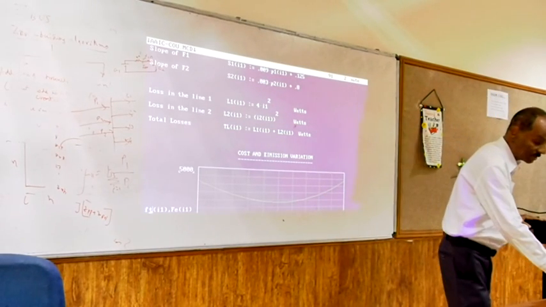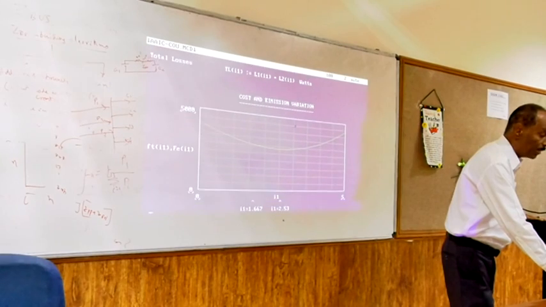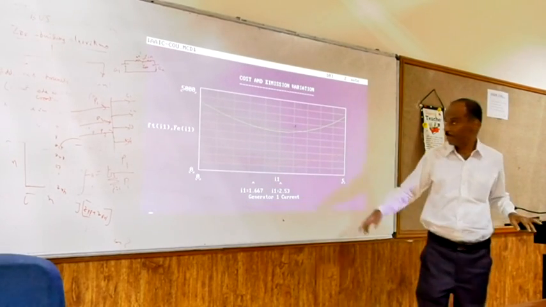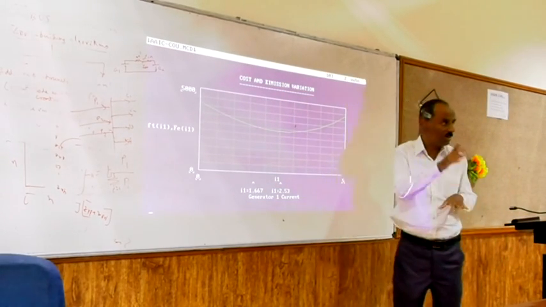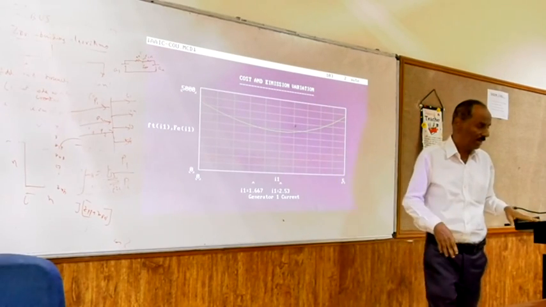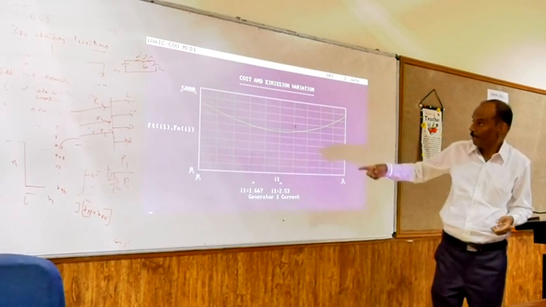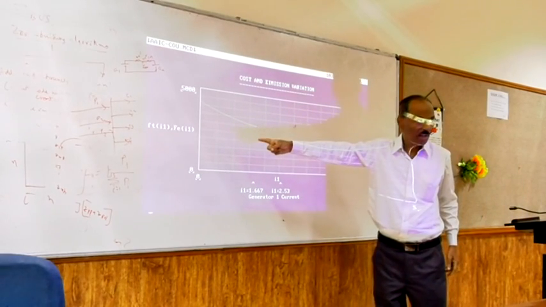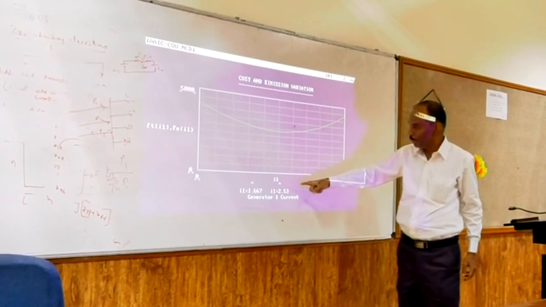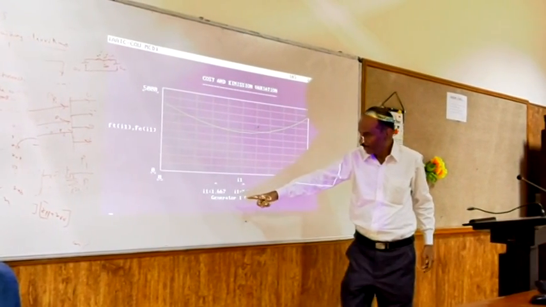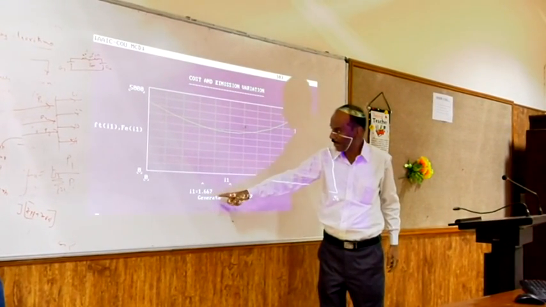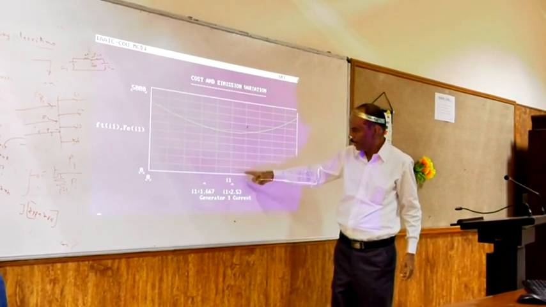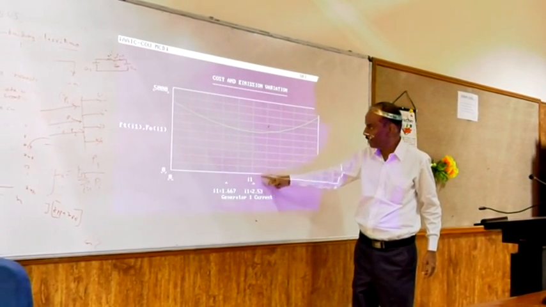That is the advantage of this Mathcad. This is called a text engine. You can just put in a column and write whatever type of text you want. You see that first is the cost variation, total cost variation. Second is the emission variation. You see the minimum point here. I1 1.667 will be the I1, I2 2.53 will be the cost function.